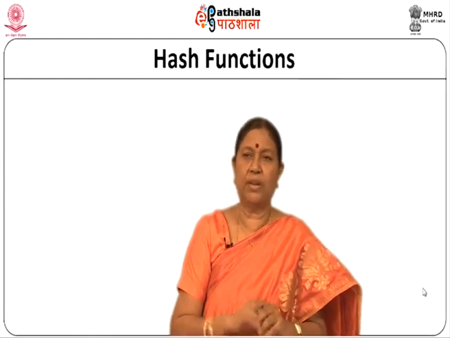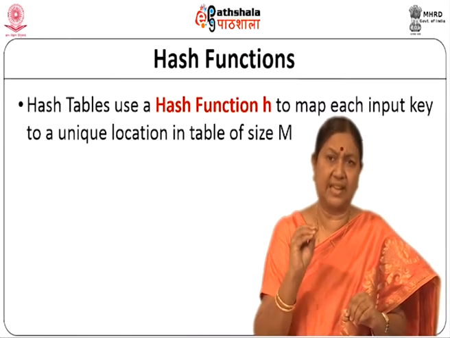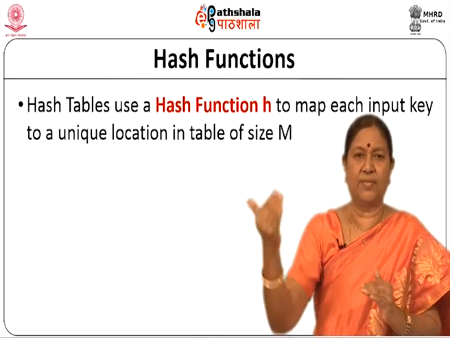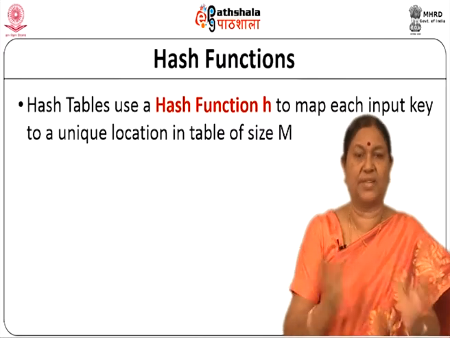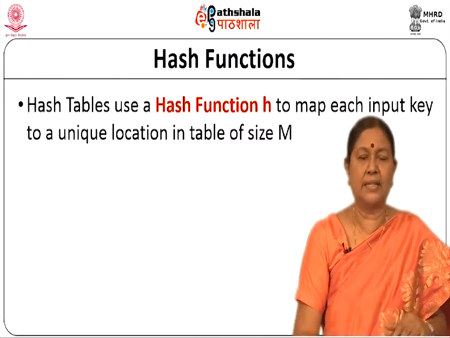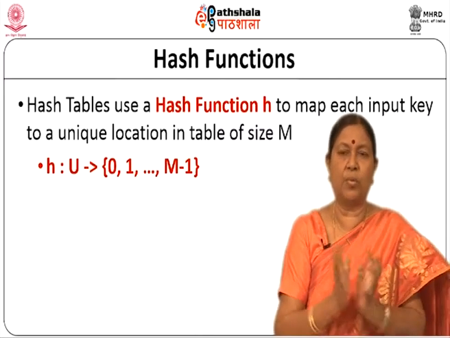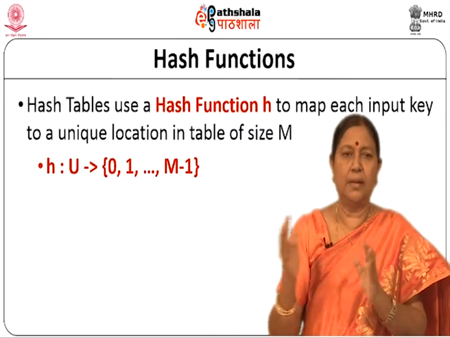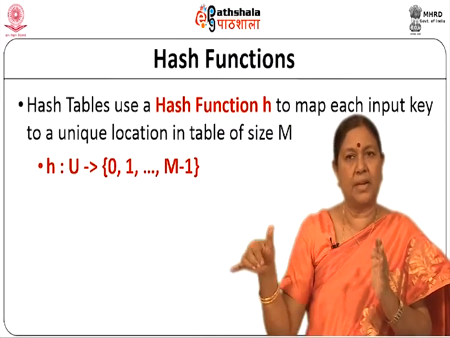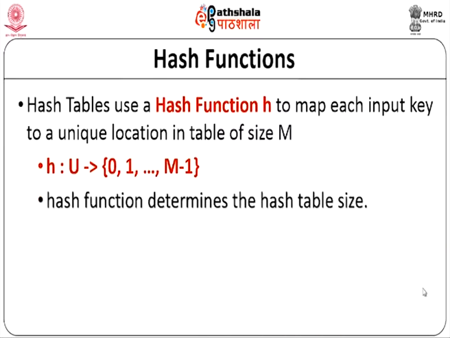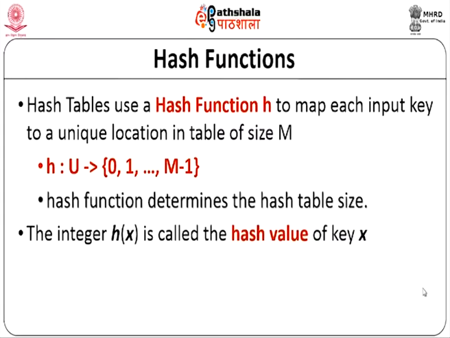As we already told you, hash tables use a hash function h to map the input key to a unique location in the table of size m. That is what the hashing algorithm does. Let us assume that you want to map a universal set of keys to the table which has size m, that is, to integer values 0 to m minus 1. This is the mapping you want to do. The hash function determines the location, and the integer h of x is called the hash value of key x.